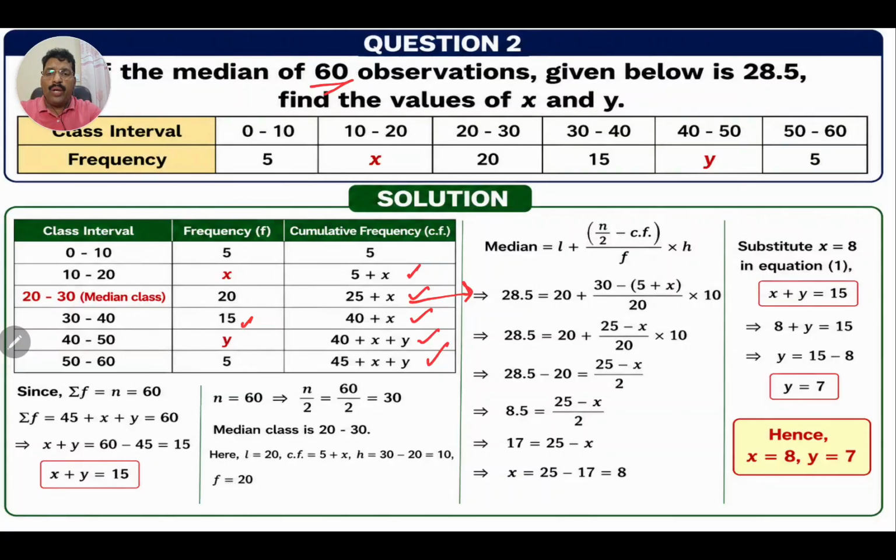Next, L value, CF value, h value, f value, all the values we know. Substitute all the values in the given formula and equate it to 28.5. Why 28.5? The question already gives that the median is 28.5. That's why we equate the median value to 28.5, and simplifying this we got x value 25 minus 17, that is h. From the previous equation we got x plus y is equal to 15. Now x is equal to 8. If you substitute x equal to 8 in the equation, we get y value 7. So x equal to 8 and y equal to 7. Like that we have to find.